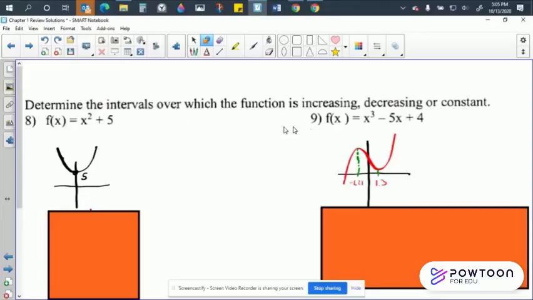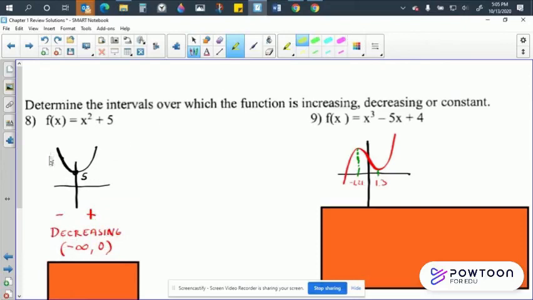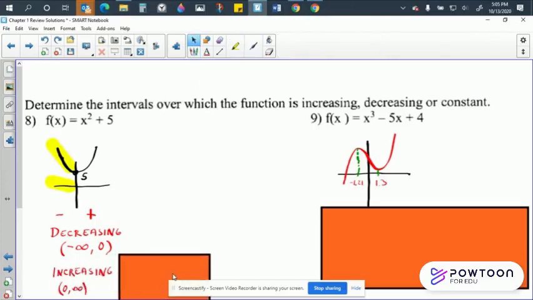To determine when a function is increasing or decreasing, you can use your calculator for this section. So x squared plus 5, to find out when it's increasing and decreasing, plug it in, and you will find that it's decreasing in this range. So that's from -infinity to 0. And then it's increasing from 0 to infinity.